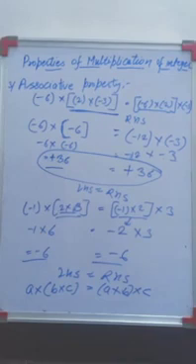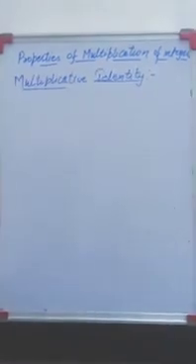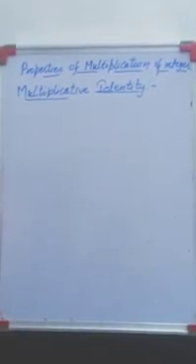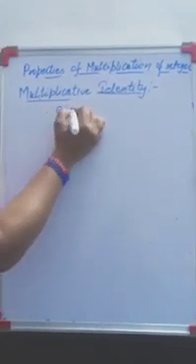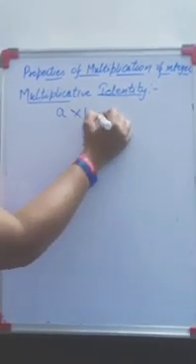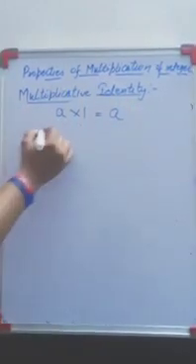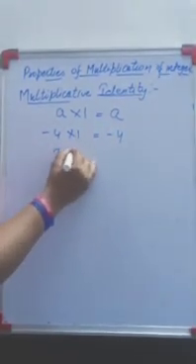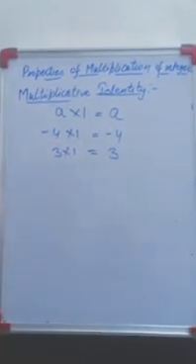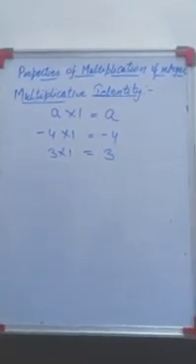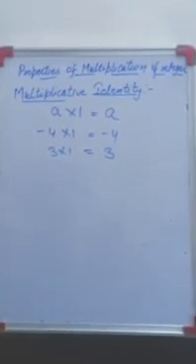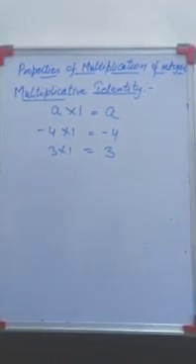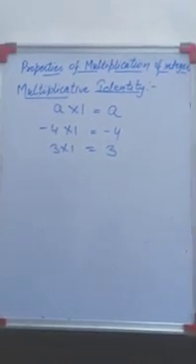Next is your multiplicative identity. The multiplicative identity means whenever an integer is multiplied with 1, the result is always the same integer. If an integer A is multiplied with 1, the result will be A. For example, minus 4 into 1, the answer will be minus 4. 3 into 1, the result will be 3, right? That means whatever be the integer, if it is multiplied with 1, then the answer will be the same integer. So this is your multiplicative identity.